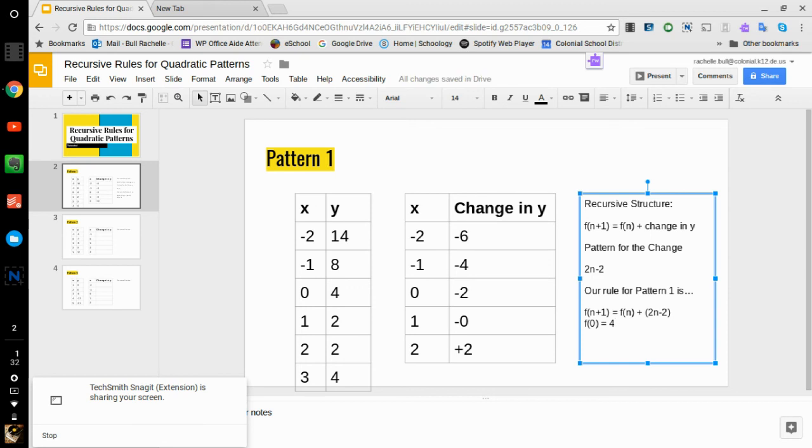Start at 0. At 0 I have 4, and then 2n minus 2 is minus 2. Add -2, I'm at 2. Add 0, I'm at 2. Add 2, I'm at 4. The next one's going to say add 4, I'm at 8. Then it's going to say add 6, I'm at 14. Add 8, I'm at 22. You can figure out the rest of the pattern. So that is pattern number 1.